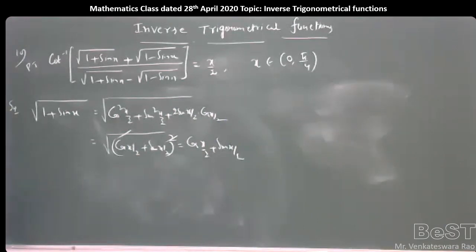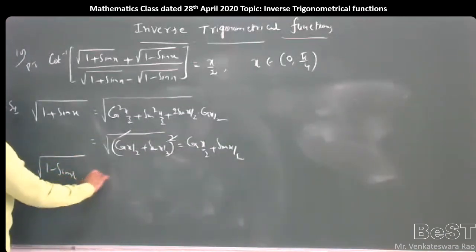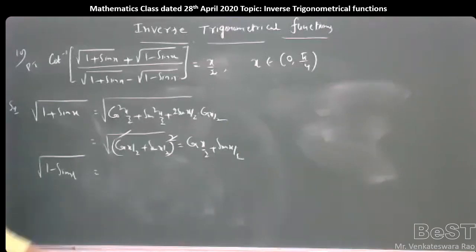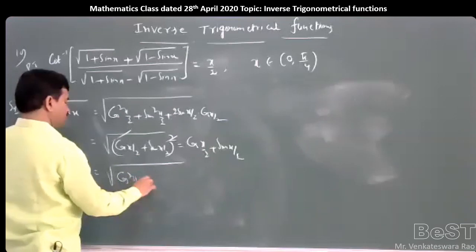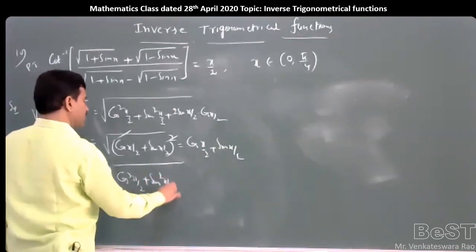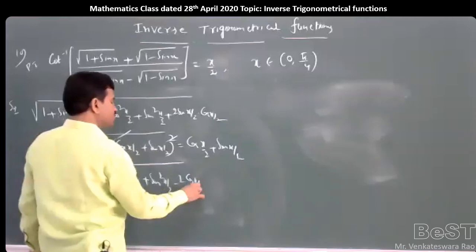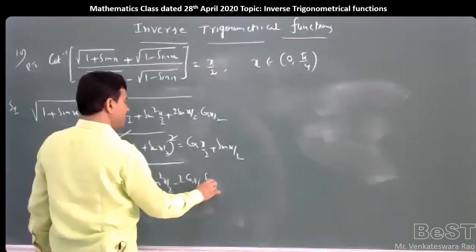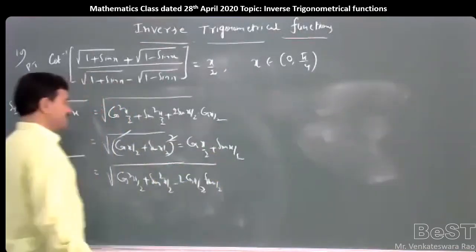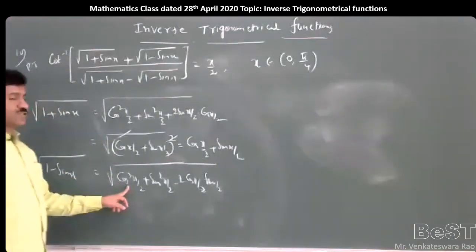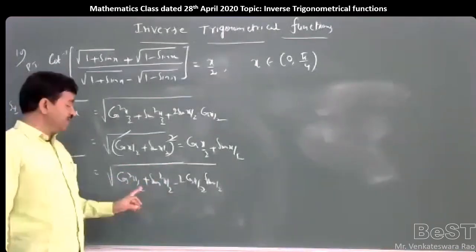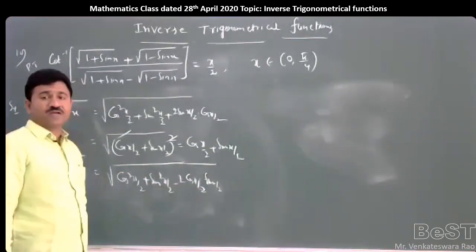Note the second one. Square root of 1 minus sin x. Write the 1 as cos square x by 2 plus sin square x by 2 minus 2 cos x by 2 into sin x by 2. Now here is the confusion for you. Listen to me. The square root of this one, we can write as a minus b whole square or b minus a whole square. a square plus b square minus 2ab. Which one do we have to write?